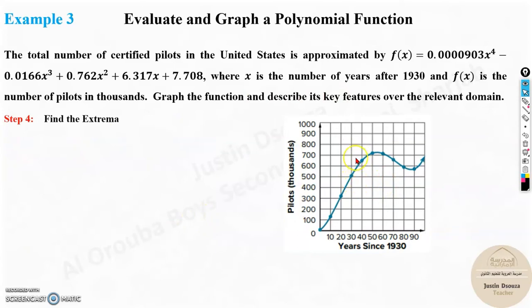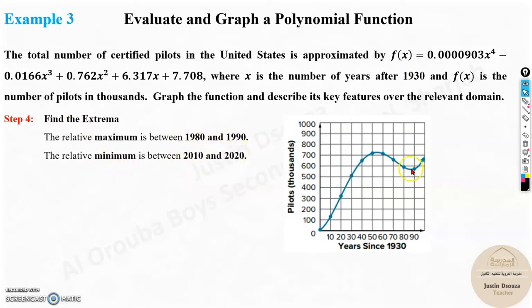Now, what about the extrema? You can see the extrema is somewhere over here, right? That's about 50 years. Now, they have told 1980 and 1990. Why? Because if you look closely, it is after 50 and less than 60. It's somewhere over here, isn't it? 50 years means 50 plus 1930, so that is between 1980 and 1990. So that is the maxima, and the minima is over here.